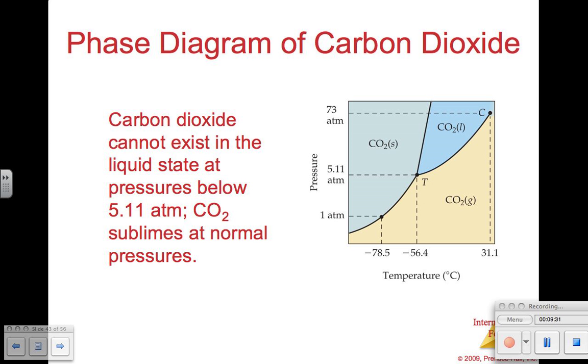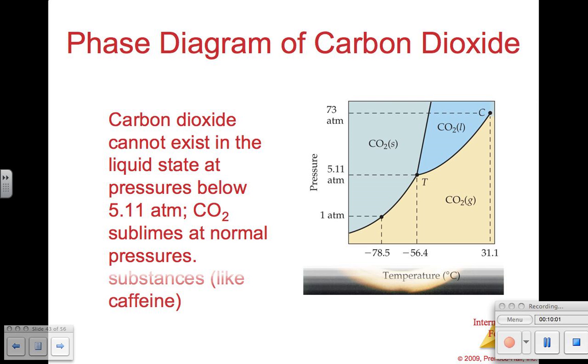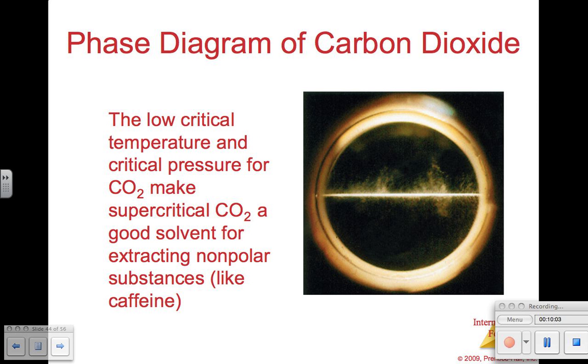So here is an example of carbon dioxide, which I talked about a little bit. Carbon dioxide cannot exist in the liquid state at pressures below 5.11 atmospheres. You cannot have liquid carbon dioxide unless you have a pressure of 5.11 atmospheres or higher. It just cannot be done. And so obviously when you have carbon dioxide on the table or in some punch bowl for a Halloween celebration, you're not going to have the liquid phase. It's going to go straight from the solid to the gas phase.